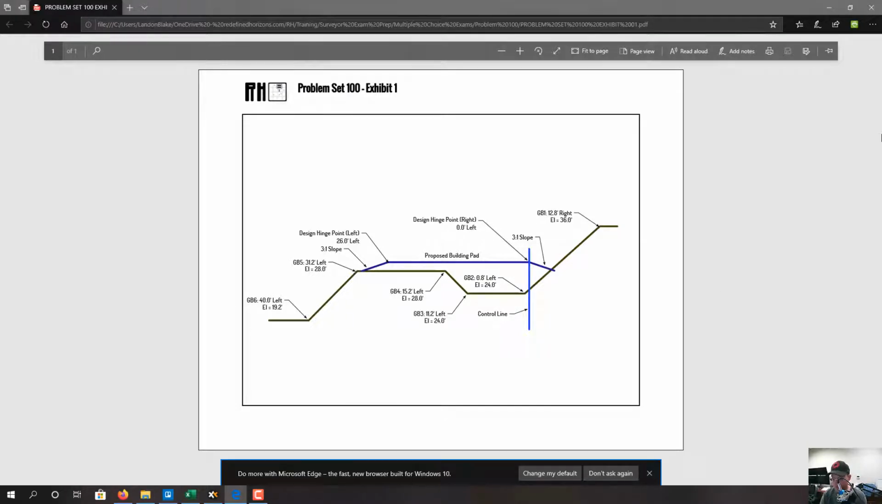So let's go ahead and look at this first question, 11. If the proposed pad elevation is 29.4 feet, how far back is the left side catch point of the pad from the existing ground hinge point? All right, so let's identify our elements here on a cross section.